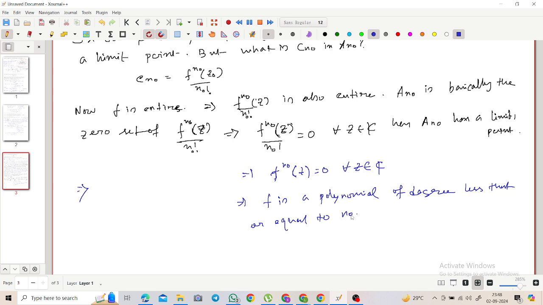Okay. This was a problem which I came across in ISI entrance.